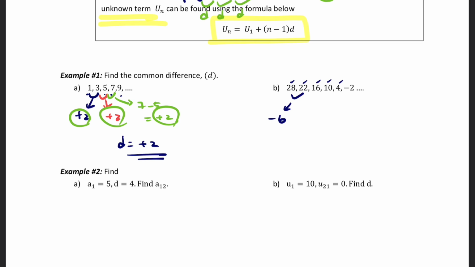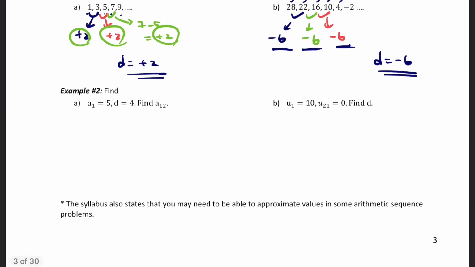If you look at the difference between 22 and 16, you can see again the difference is negative 6. If you look at the third and fourth term, which is 16 and 10, you can see that the difference between these two terms is negative 6. So the differences between each term are negative 6 and they are the same. So we can say for this arithmetic sequence, the common difference is negative 6. Then let's try example number 2.